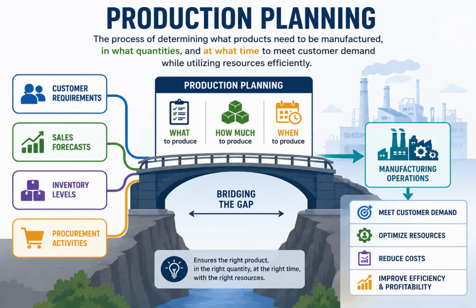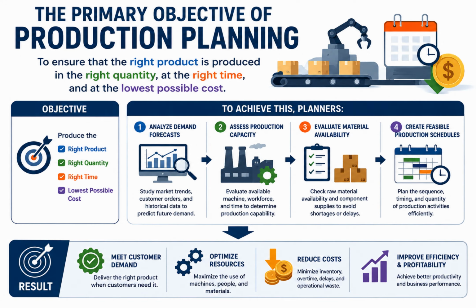It acts as a bridge between customer requirements, sales forecast, inventory levels, procurement activities, and manufacturing operations. The primary objective of production planning is to ensure that the right product is produced in the right quantity at the right time at the lowest possible cost. To achieve this, planners analyze demand forecasts, assess production capacity, evaluate material availability, and create a feasible production schedule.